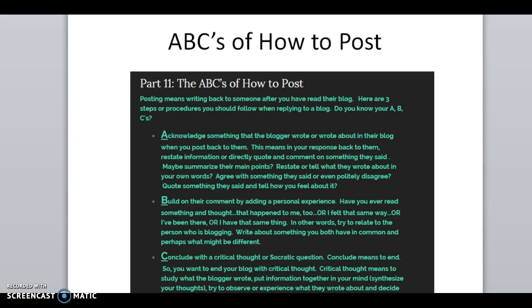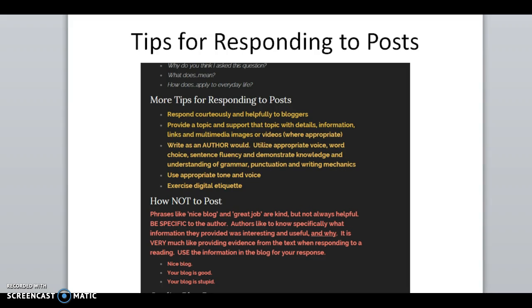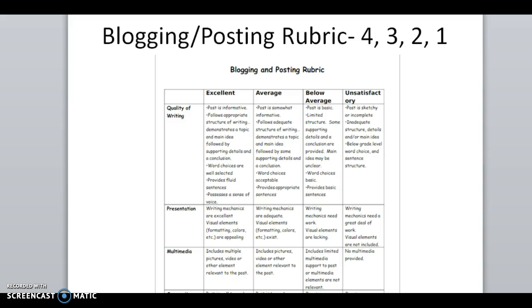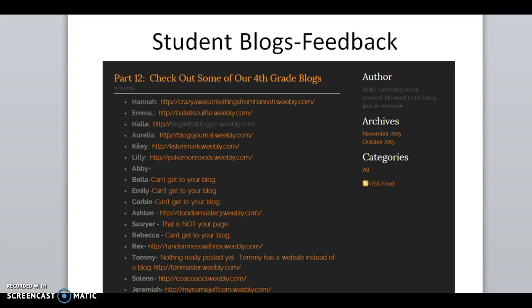And I also taught them the ABCs of how to post to other people's blogs and what to do and what not to do. Since each student had 1 post, I decided a good way to provide feedback on how to blog post would be to post back to my students. Therefore, using the ABCs that I had modeled, I posted back. I introduced students to the blog posting rubric. I explored the blogs that they were making and posted their addresses.